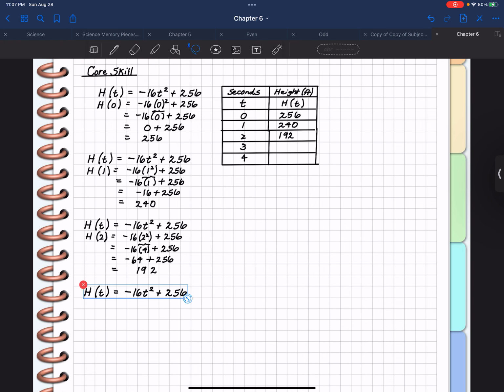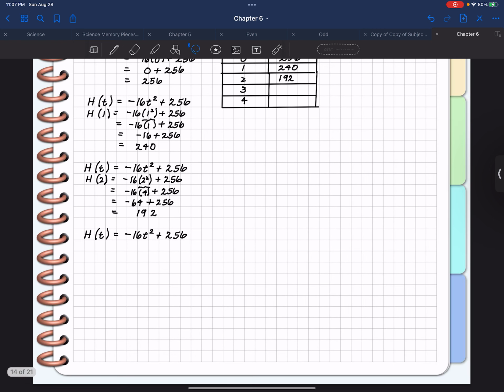Again, let's evaluate when t is 3 seconds. So h of 3 is negative 16 times 3 squared, plus 256. 3 squared is 9. So negative 16 times 9 is negative 144, plus 256 is 112.